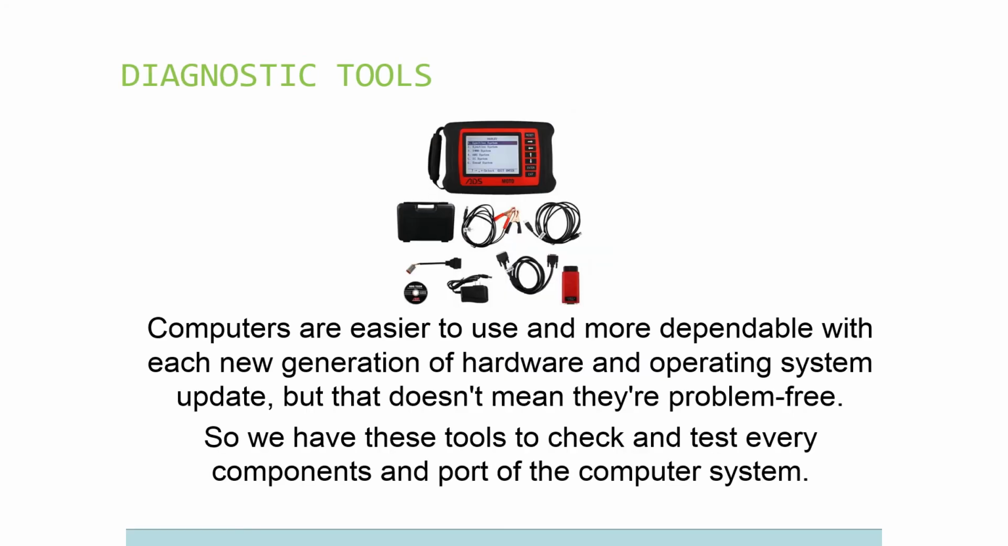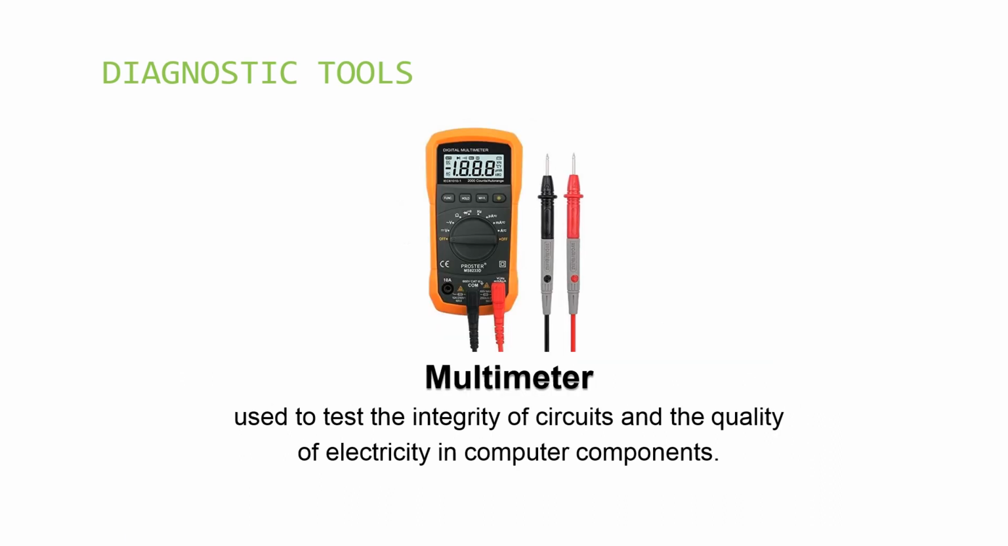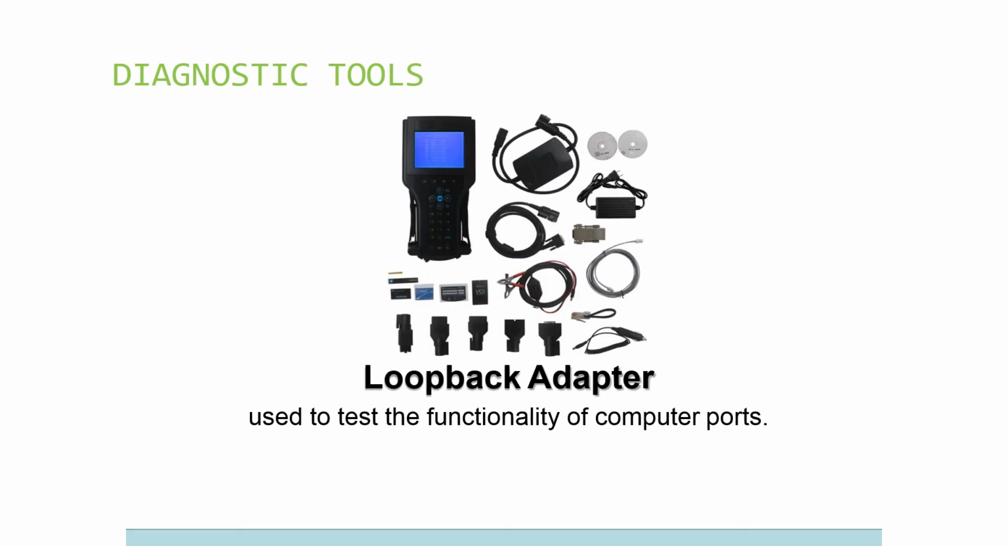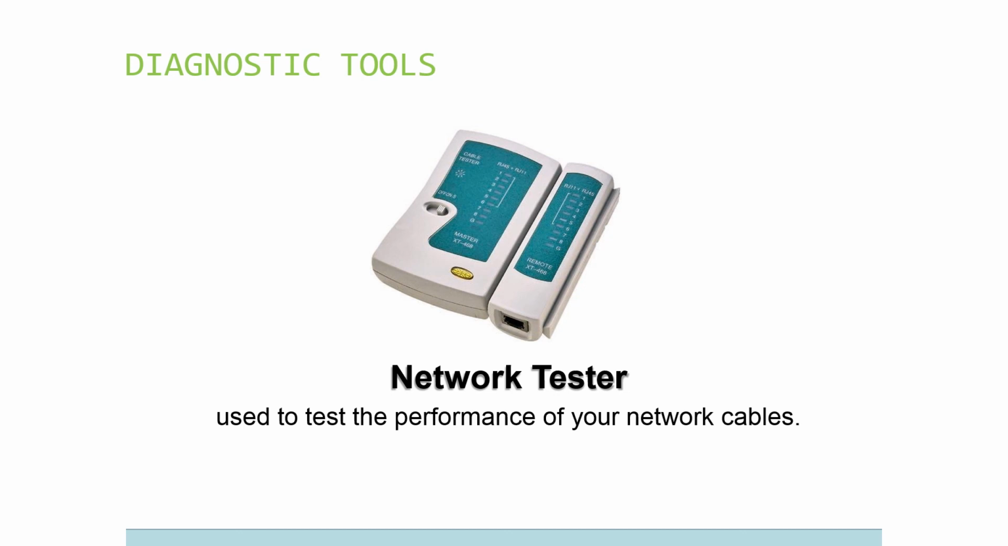Computers are easier to use and more dependable with each new generation of hardware and operating system update, but that doesn't mean they're problem-free. So we have these tools to check and test every component and port of the computer system. Multimeter, used to test the integrity of circuits and the quality of electricity in computer components. Loop-back adapter, used to test the functionality of computer ports. Network tester, used to test the performance of your network cables.